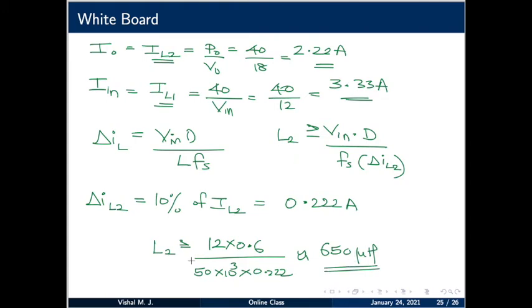650 microhenry L2 will ensure that the ripple current through L2 will be less than 10%. Same analysis you can do. How will you calculate L1? It is nothing but V into D by Fs into delta IL1. IL1 is 3.33, so delta IL1 is 0.333 ampere. So let's do that.